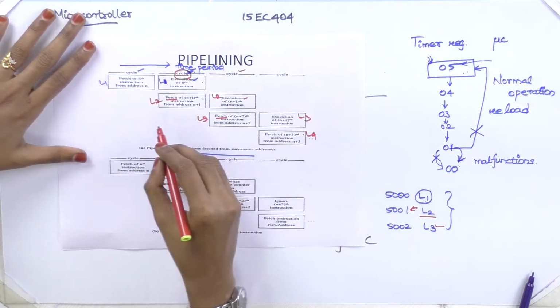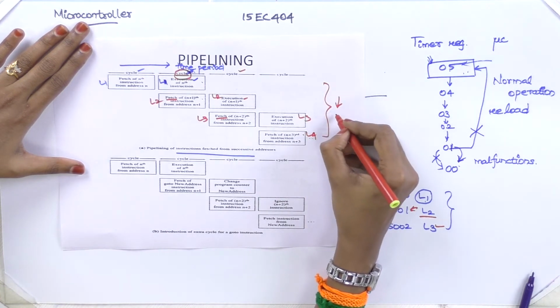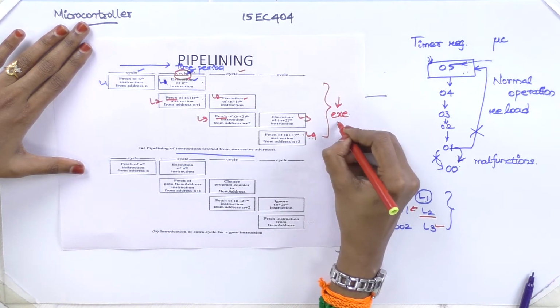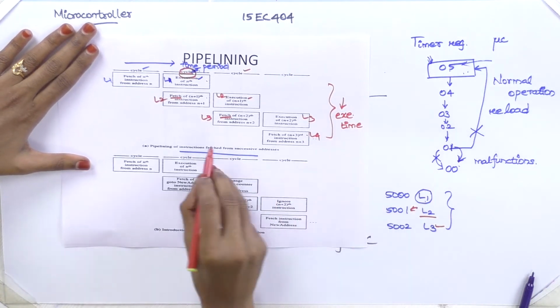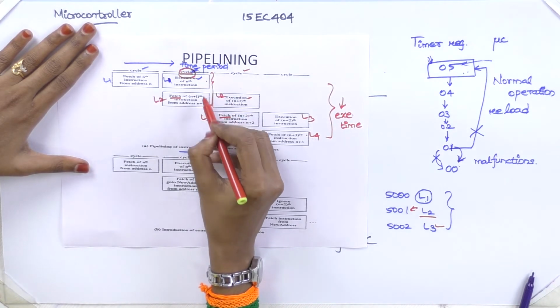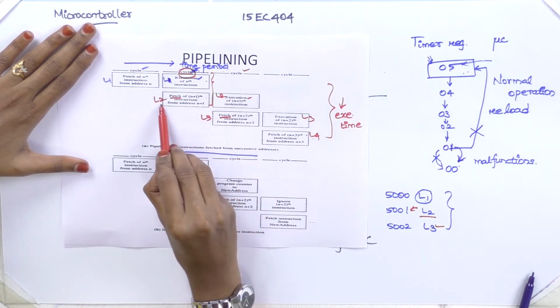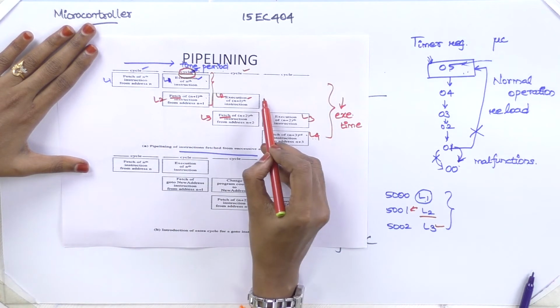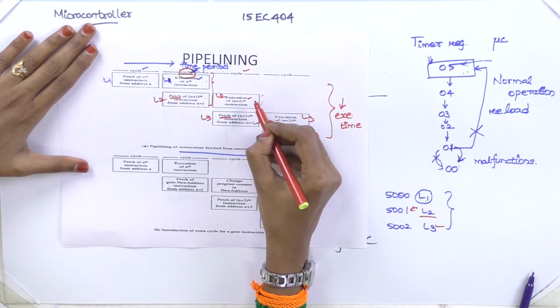So this will reduce the execution time. This will help in the faster execution of the program. You could see that in the same time period, 2 instructions' operations have been performed. The first instruction is executing and the second instruction is fetched. So at the third cycle, the second line will be executed and the third line will be fetched.